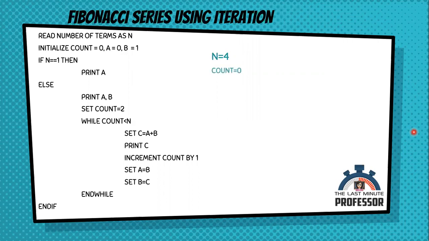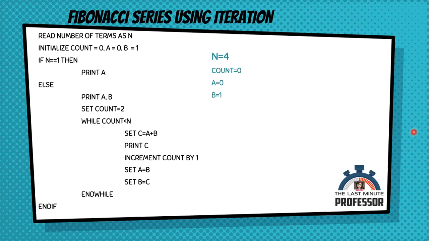Initialize count to 0 as initially we haven't printed anything. Now initialize the first two terms of the Fibonacci series in a and b. So a is equal to 0 and b is equal to 1. Step number 3. This logic is written with an assumption that the user gives number of terms input as positive integer, that is n value greater than or equal to 1.